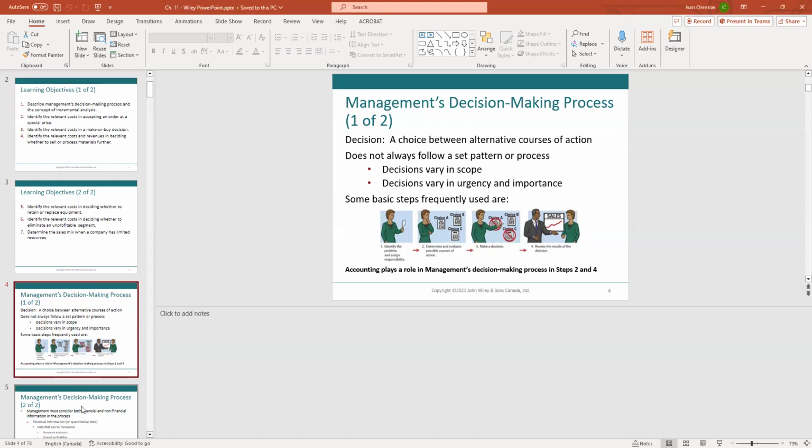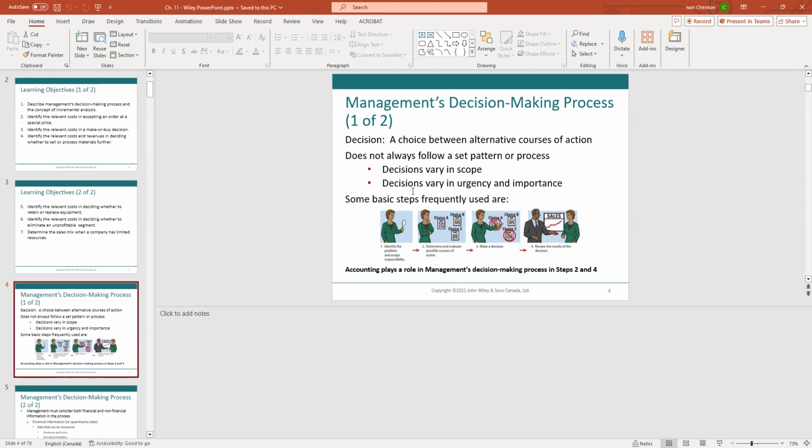On the bottom will be, what was that? Urgent but not needed. The next one will be not urgent but needed. And the last one will be not urgent and not needed, something like that.